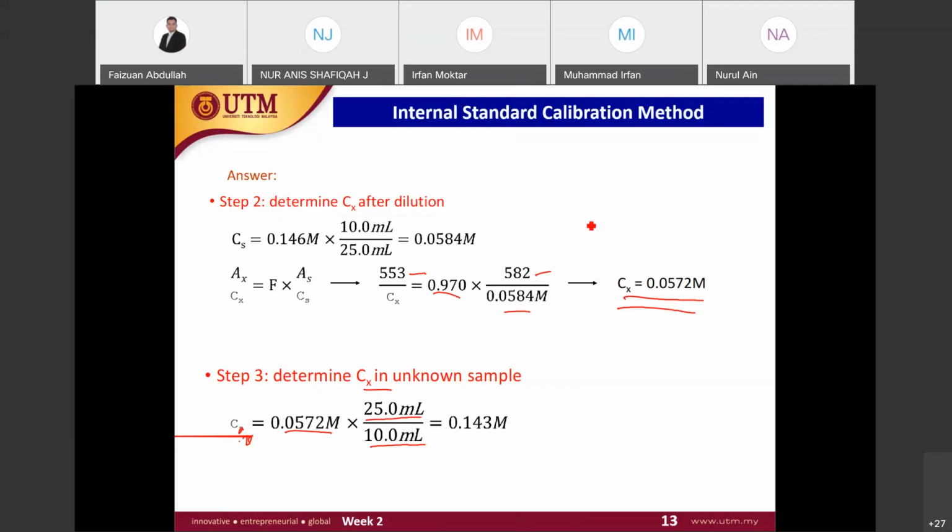Okay, because of the dilution, right? But we want to know the original concentration in sample Z. Am I correct?